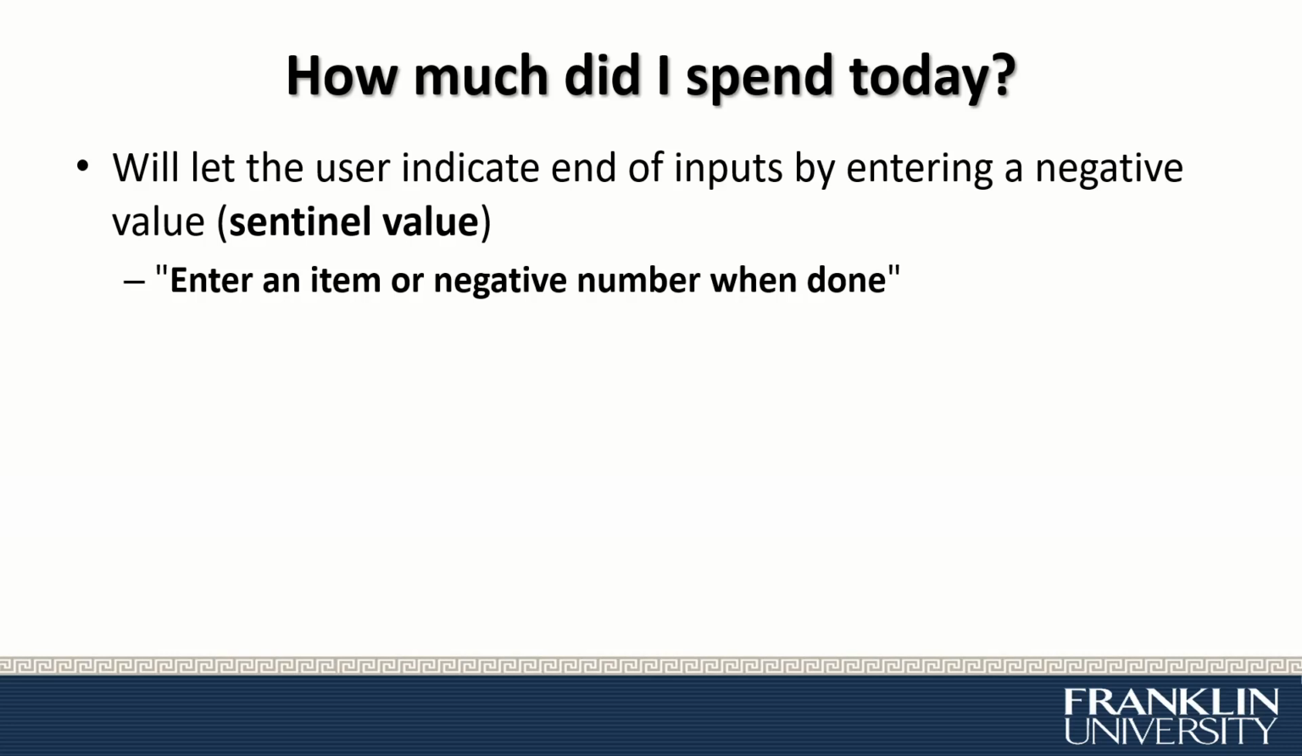We call that a sentinel value. For example, I have a prompt: enter an item or negative number when done. So the user can enter a positive number for how much is spent today for each item, and when they enter a negative number, that signals the program they have finished entering data, and the loop should terminate.